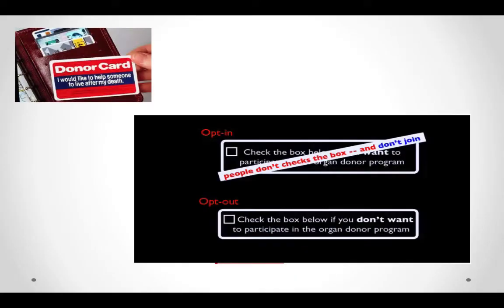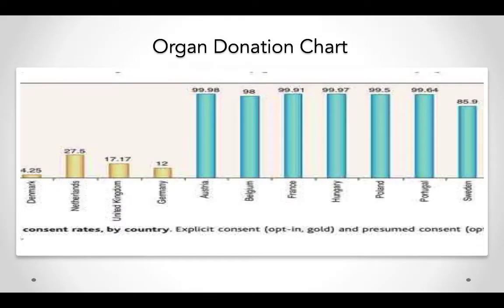Moving on to the next one, right? The other type of form says, check the box below if you don't want to participate in the organ donation program. So again, I don't know what to do. I don't check the box and therefore I am in the program. Does it make sense? In this case, the countries that are having that kind of DMV form are the ones on the right.